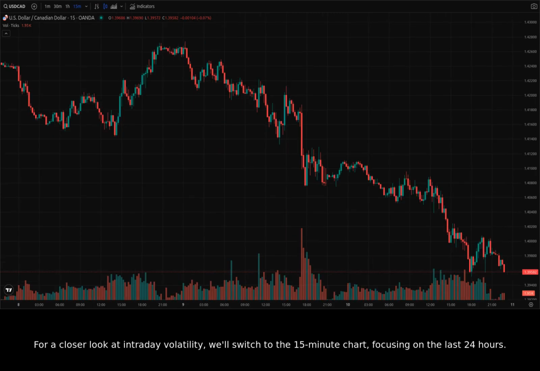For a closer look at intraday volatility, we'll switch to the 15-minute chart, focusing on the last 24 hours. We can see the choppy nature of price action with rapid fluctuations. This chart is helpful for pinpointing entry and exit points for short-term trades.